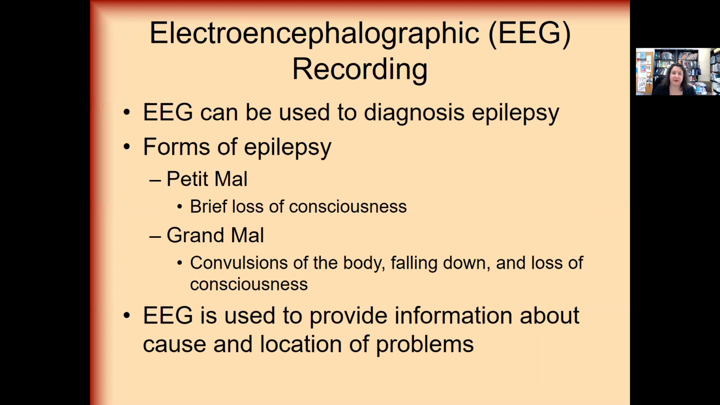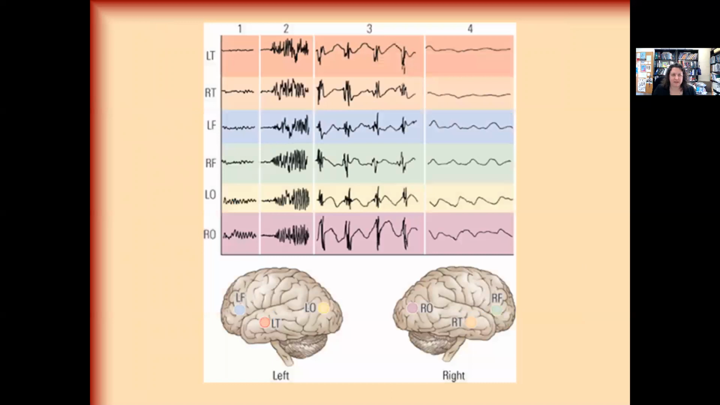So EEG helps us figure out where those problems are happening. And so this is an example of what that might look like. So we could do this during and before and after a seizure and see where in the brain it seems to be located.